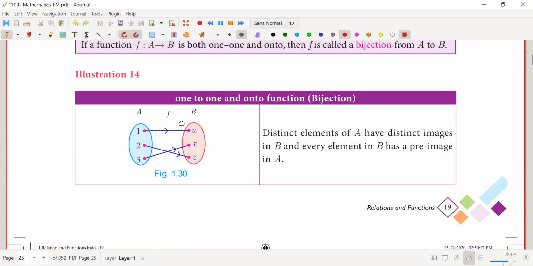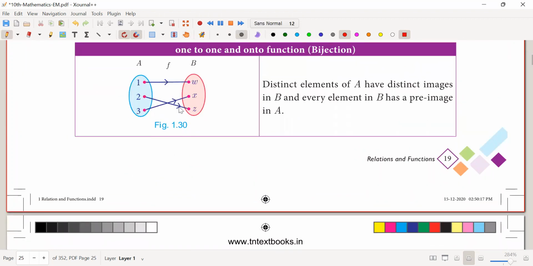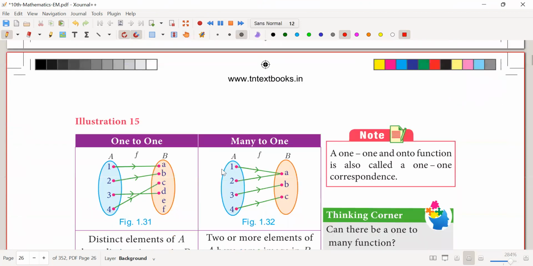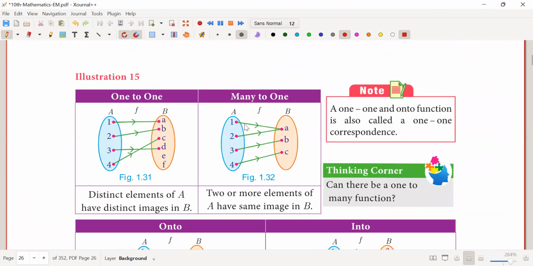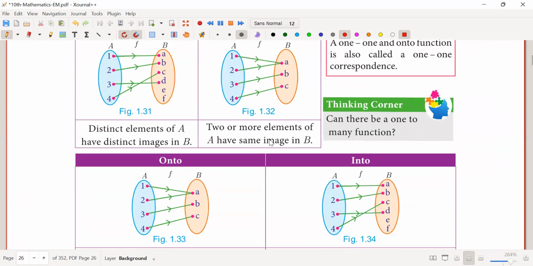That's what this is. See here, one-to-one and onto function. One-to-one and onto, that is bijective. One-to-one, here, many to one and onto. Many to one onto function.